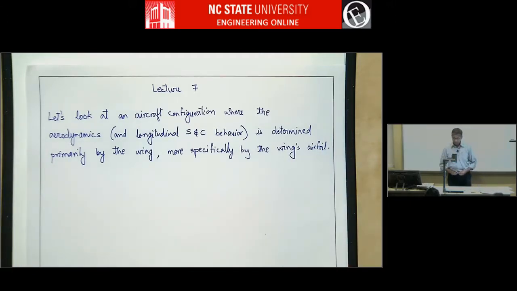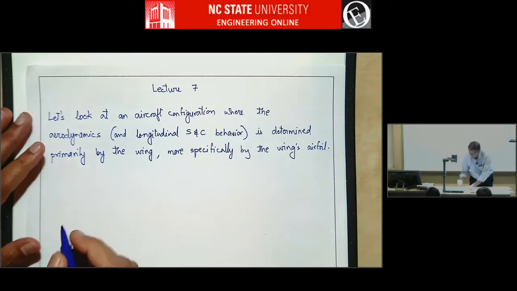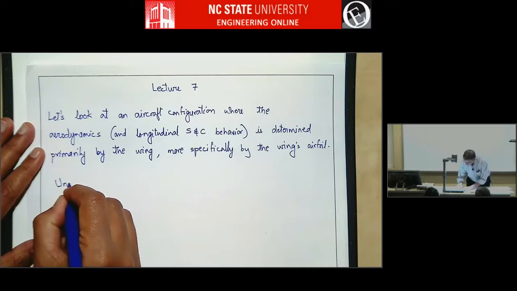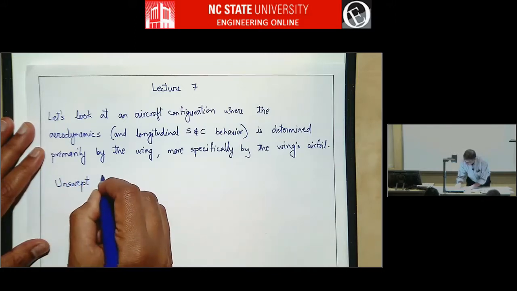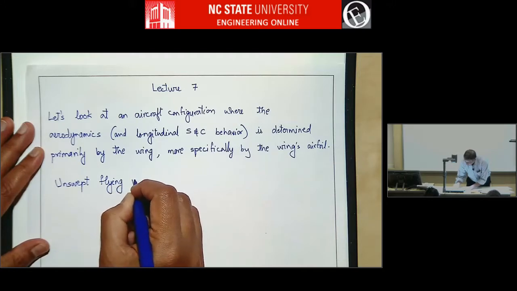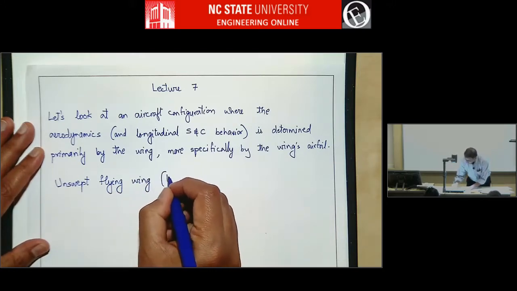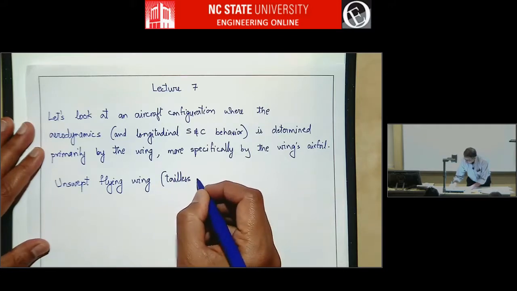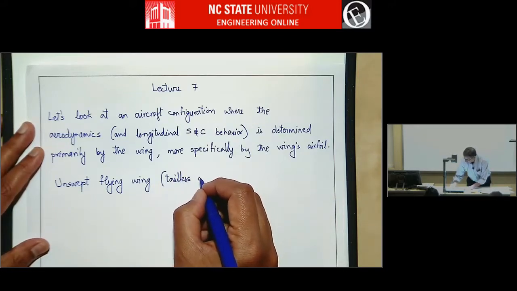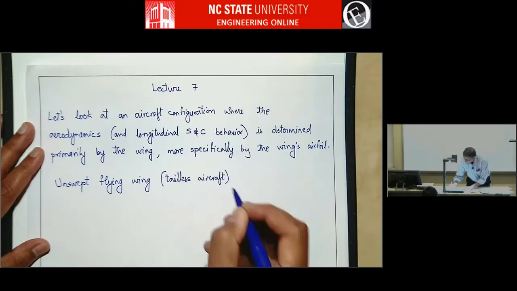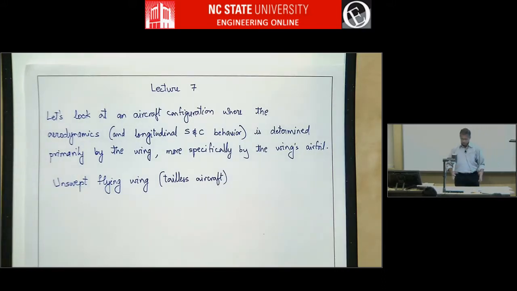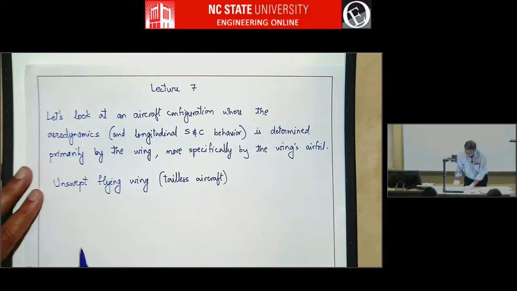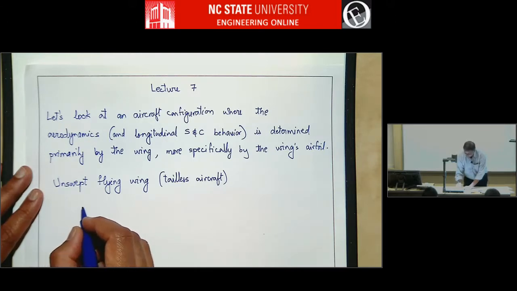Okay. Any guesses what I'm going to talk about? Pardon me? Yeah, it's a flying wing, and especially an unswept flying wing. A flying wing is another name for a tailless aircraft. I think there are some subtle differences between the two, but for our purposes, they're the same. So this is an example of this.